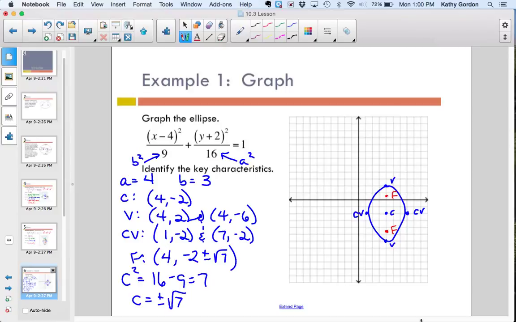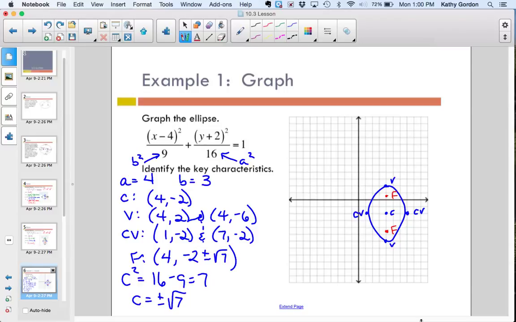Okay, so that's what our final answer should look like. This should be our graph with our center, our vertices, our co-vertices, and our foci all labeled. And then those are all the ordered pairs that relate to them. Does that help those of you who got a little stuck? Does that make a little more sense now that you've seen it?